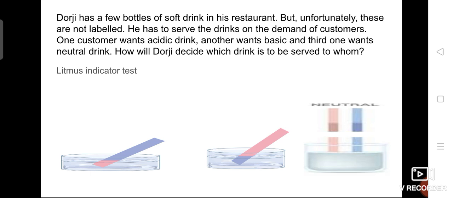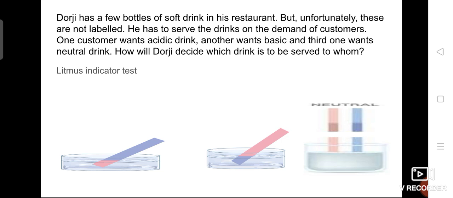Next, question number 7. Dorji has a few bottles of soft drinks in his restaurant. But unfortunately, these are not labeled. He has to serve the drinks on the demand of customers. One customer wants an acidic drink, another wants a basic one, and a third wants a neutral drink. How will Dorji decide which drink is to be served to whom? That is, in a restaurant a few bottles of soft drinks are there, but they are not labeled.